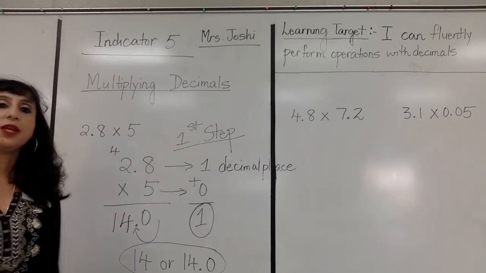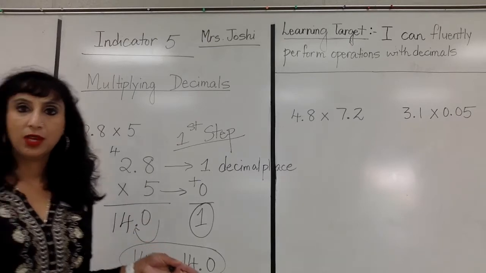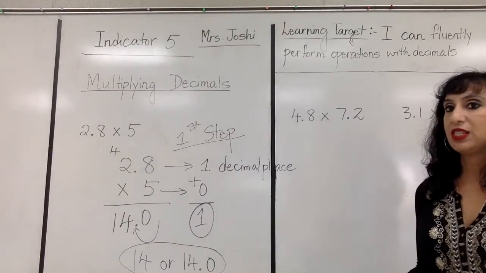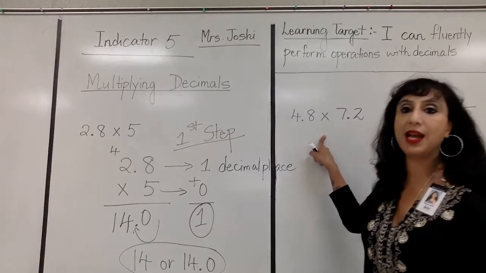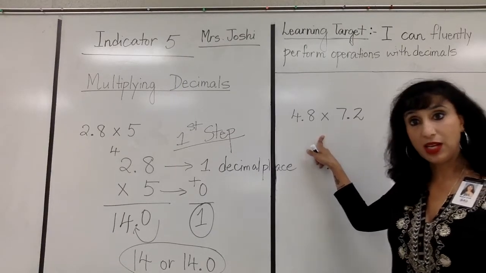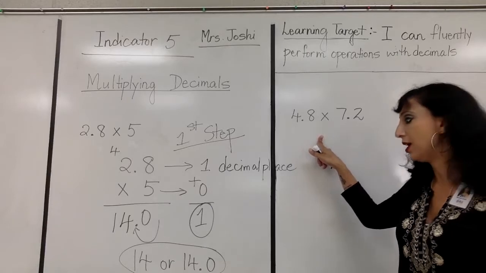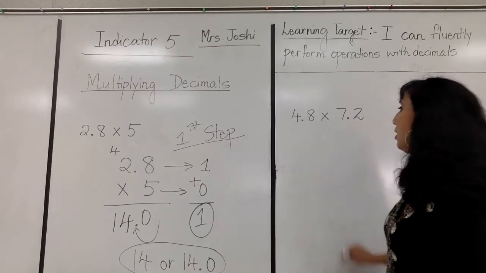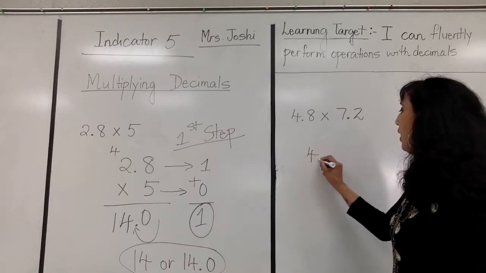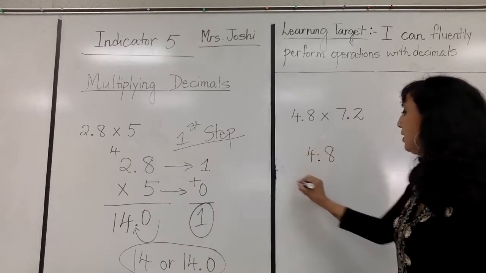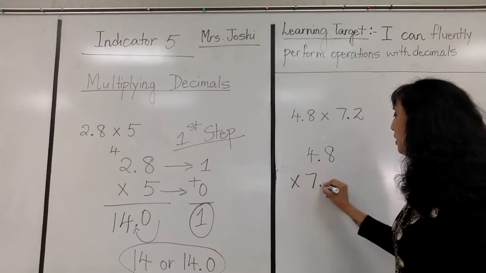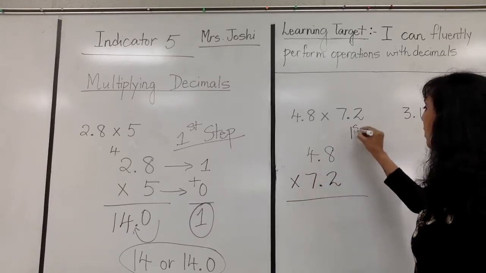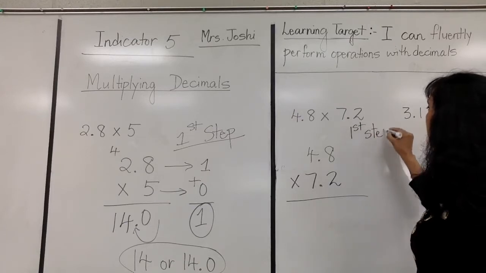Now, this is with a whole number. This comes in very handy, writing that first step, when we come to problems like this, because I'll tell you what kids normally do otherwise. Okay, so if I say 4 and 8/10 times 7 and 2/10, please remember your first crucial step.